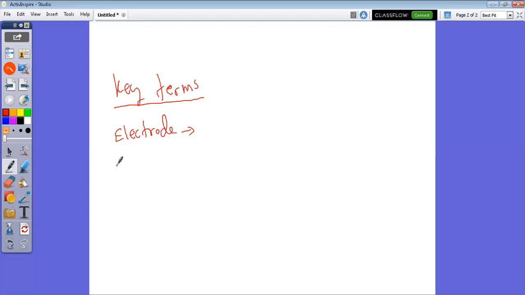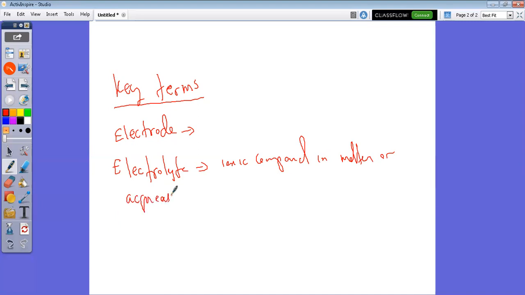Then the next term is electrolyte. You should know that this is the ionic compound, either in liquid state, any compound in molten state, or aqueous state. That's the electrolyte, where electrodes are dipped into this.